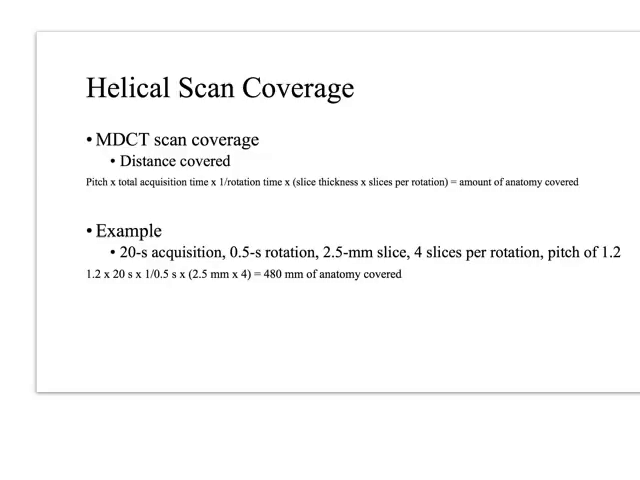So to think about distance coverage, we need to think about the pitch. We need to think about the time that we're given to move the table, as well as the rotation time of the machine itself. How quickly can it rotate? And then together we're going to multiply the slice thickness and the slices per rotation. So whatever that slice thickness is times the machine, the 64 or the 16.